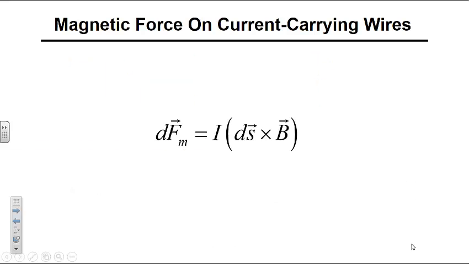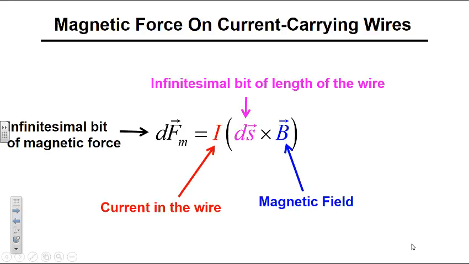This is the equation for the infinitesimal bit of magnetic force acting on an infinitesimal bit of a current carrying wire in the presence of an external magnetic field. It depends upon the current in the wire, the magnetic field, and the associated infinitesimal bit of length of the wire. The direction of the vector associated with this infinitesimal bit of length is the same as the direction of the current.